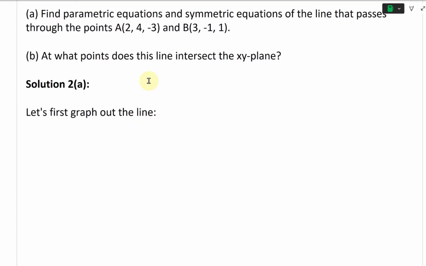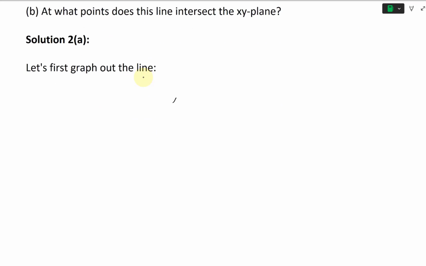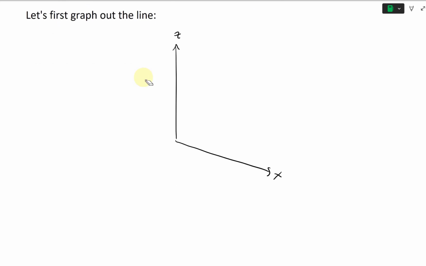Let's first graph out the line to better visualize this. It's going to look something like this, and this is our z, and this is our y. It's going to look something like this. Our y is going to be like this, and actually extended past on the negative side. And let's say our x is going to be like this. That's our x.